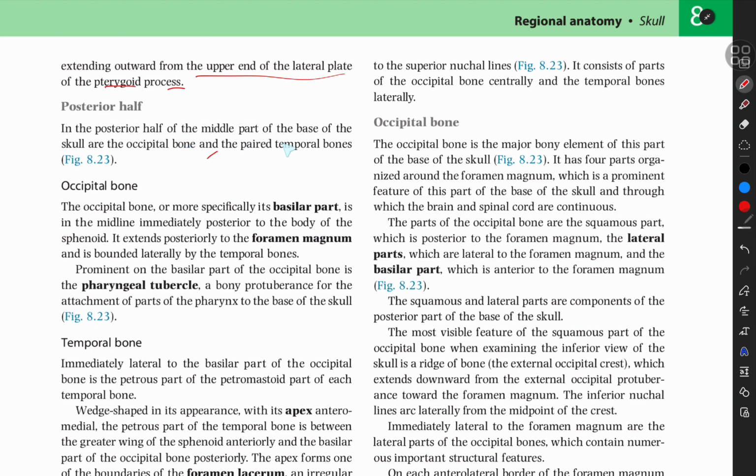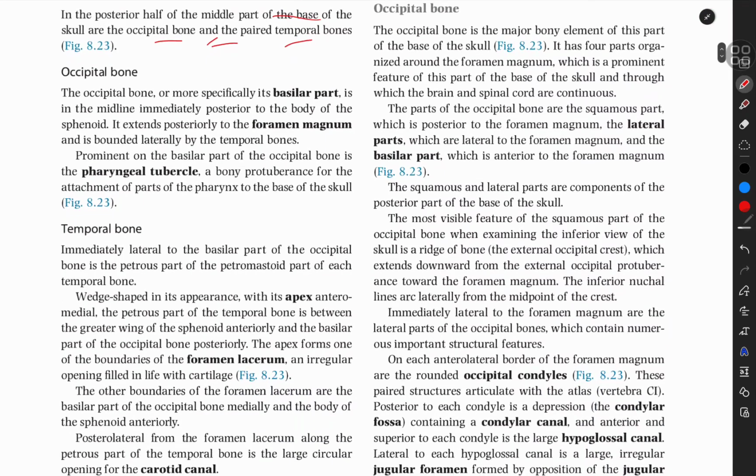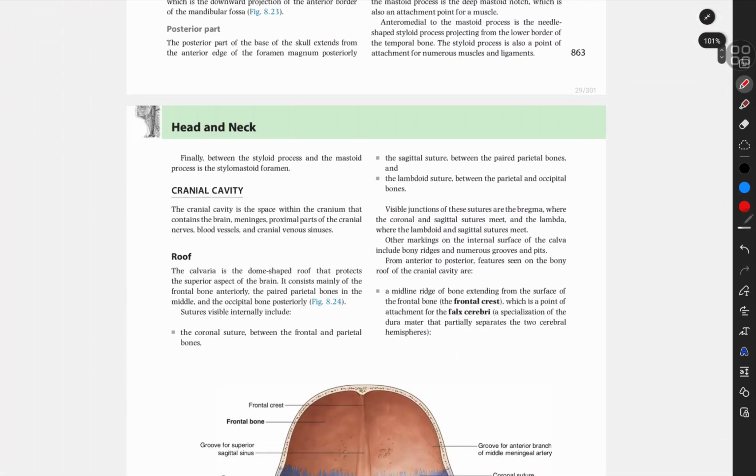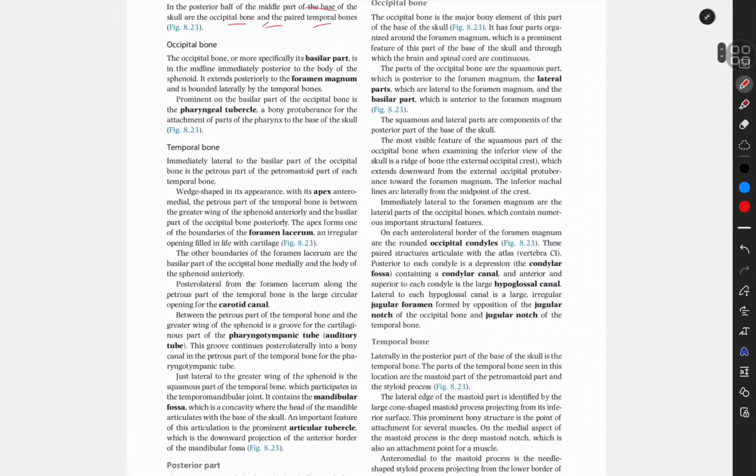Posterior half. The posterior half of the occipital part of the base of the skull consists of the occipital bone and paired temporal bones. Yeah, the occipital bone is not that difficult. Cranial cavity, okay.